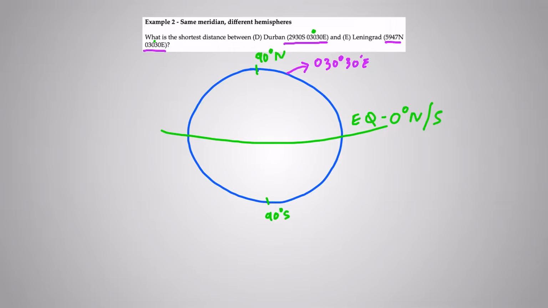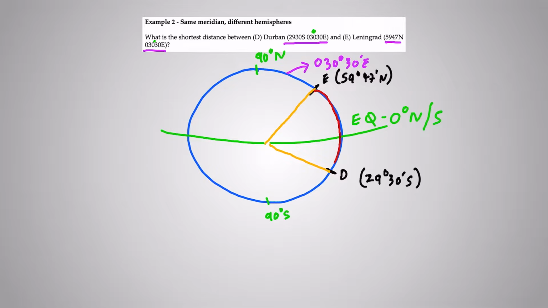The first point lies at 29 degrees 30 minutes south. Let's say this is the point D. And the next point, which is point E, is at 59 degrees 47 minutes north. Let's say this is E. This is the center of the earth, and if you want, I'll just join both of these points as well. Now we have to find the shortest distance between these 2 points, which we know will be this, since it is along the great circle, that is the blue one.